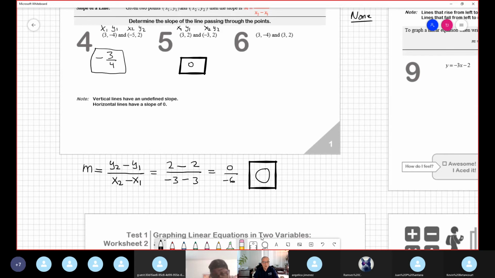It's a horizontal line. It makes sense because the y is repeated. So this is a horizontal line. Let's see with number 6. Number 6, I have no idea.